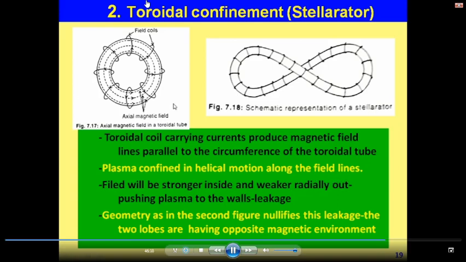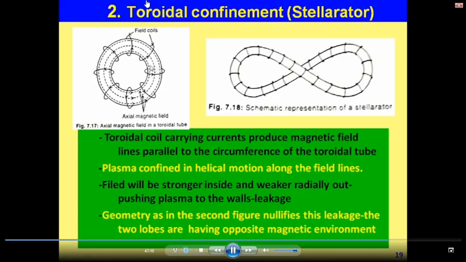But the problem is the field will be stronger inside and weaker radially out. So that is a problem of the toroid. You will have stronger field inside, and outside you will have lesser field. That's because of the geometry of the figure. Here you will have weaker field, and at this end, inner side, you will have stronger field. So there will be a non-uniform magnetic field actually. The field is not uniform.